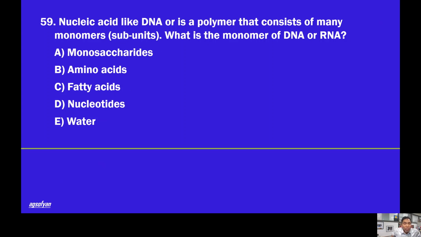59. Nucleic acid like DNA or RNA is a polymer that consists of many monomers. What are the monomers of DNA or RNA? A. Monosaccharides, B. Amino acid, C. Fatty acid, D. Nucleotides, E. Water. Choose your answer. Yes, the answer will be nucleotides. So nucleotides will combine together to make nucleic acid like DNA or RNA.